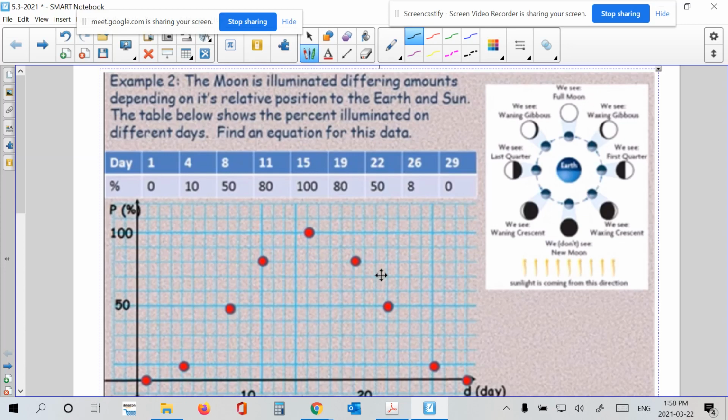Look at the data that we're seeing here, right? So on day one, you're at 0. There's no moon, right? The moon is dark. On day 4, it's up to 10%, and so on and so forth. You can read the table for yourself.